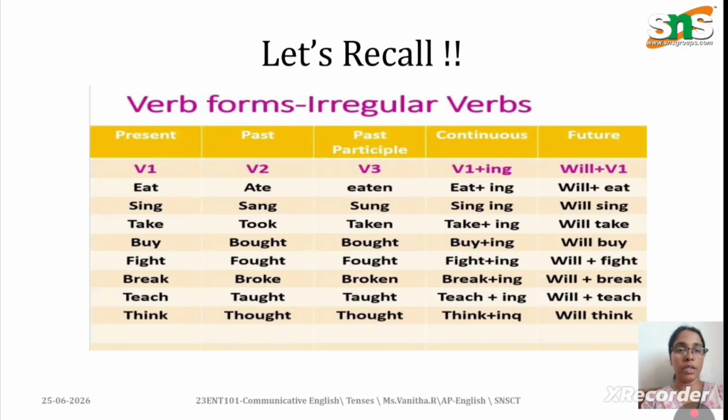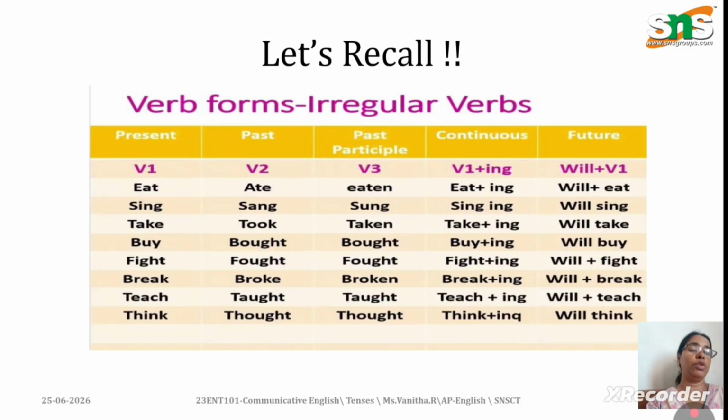So if it is a present tense, we always use the V1 verb, and if it is a past tense, we always use the V2 verb. And past participle, what is this past participle? The irregular form of verbs, we call it past participle. And this past participle we use in perfect tense. We always use the past participle form of verbs in perfect tense. So eaten, sung. This action word denotes the action is over.